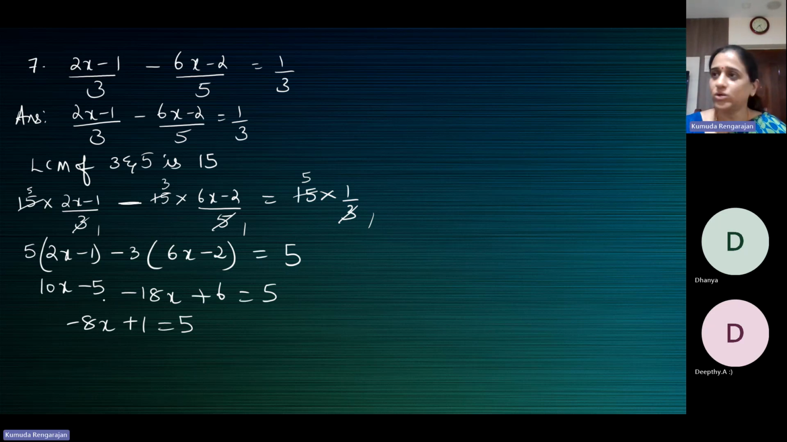So 10x and 5, you cannot simplify. 10x minus 18x. So plus 10x minus 18x, different signs. So you should subtract, you will get 8, and put the sign of the greater number, minus 8x. Then minus 5 plus 6. They are like terms, no? Both are numbers. Different signs, subtract, 1, greater number sign, plus. Is equal to 5.